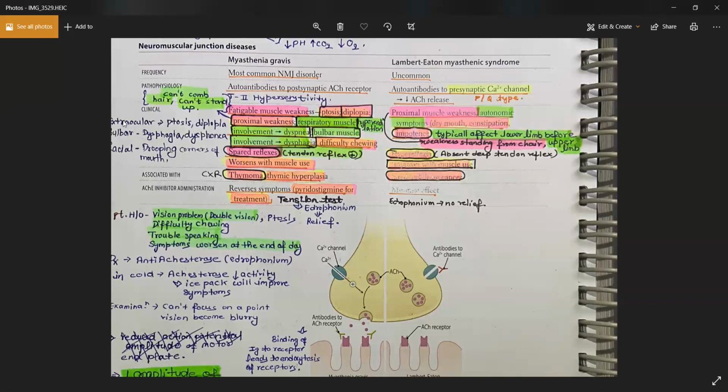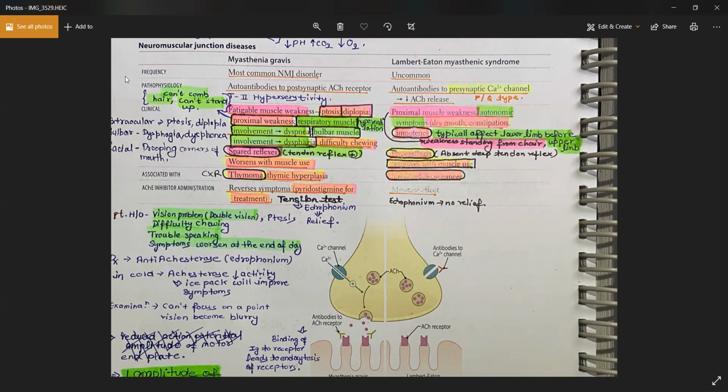So the extraocular symptoms include ptosis and diplopia because of third nerve involvement. You will get bulbar muscle weakness because of cranial nerve 7, the facial nerve involvement. You will get dysphagia, you will get dyspnea. Because of the facial nerve, you will get drooping at the corner of the mouth. So these are all the symptoms of myasthenia gravis. Because of the proximal muscle weakness, you will get difficulty combing the hair, difficulty sitting up from the chair, difficulty climbing up the stairs.